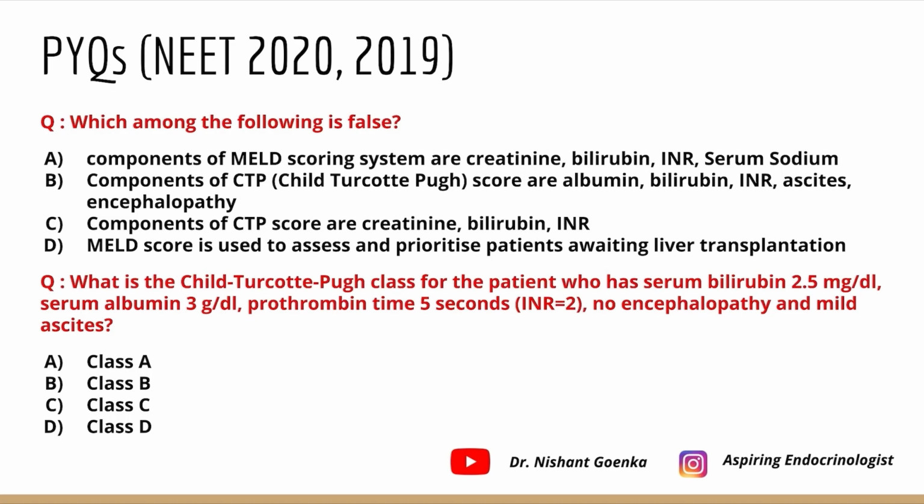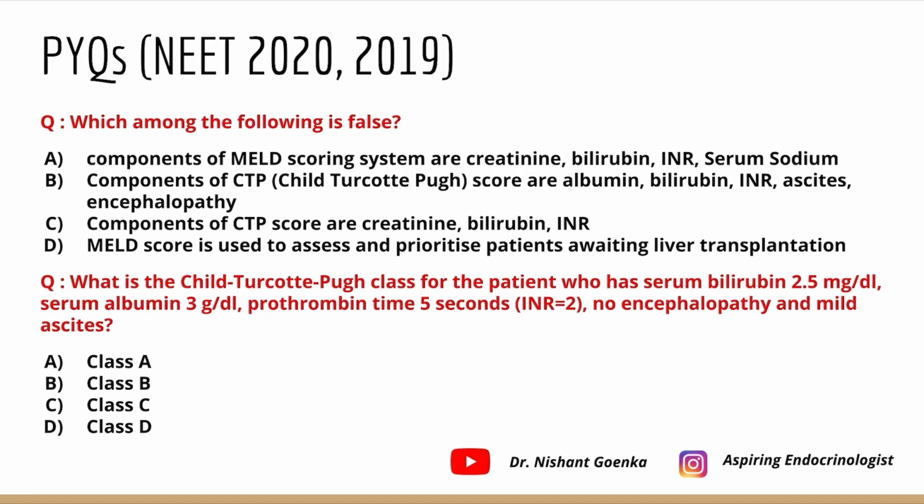The first question was, which among the following is false? Components of MELD scoring system are creatinine, bilirubin, INR, serum sodium. Components of Child-Turcotte-Pugh score are albumin, bilirubin, INR, ascites, and encephalopathy. Components of CTP score are creatinine, bilirubin, INR. MELD score is used to assess and prioritize patients awaiting liver transplantation. The first question goes like that.